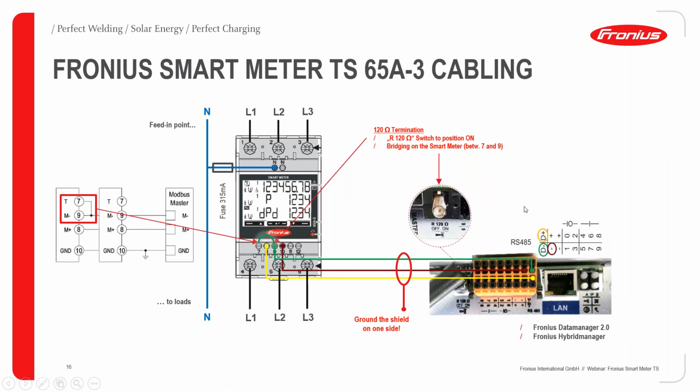And when we come to the 120 ohm resistor, it's below the antenna of the SNAP inverter. Below the antenna, we have this little dip switch. It's a white dip switch here, which we need to set to the position on to activate it. But in all the other perspectives, it's the same as on the Gen 24 inverter.